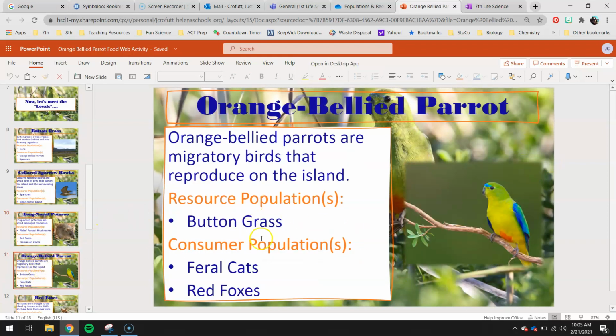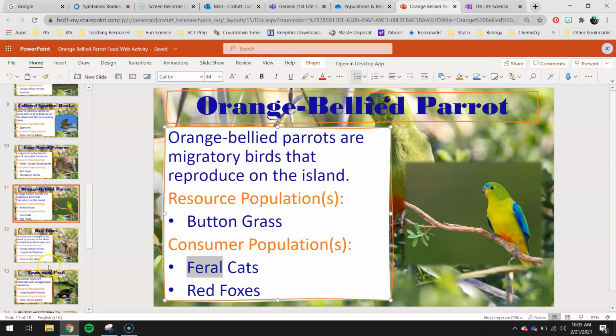Orange-bellied parrot, this is the namesake of this assignment. Notice the little patch of orange on its belly. Obviously, that's where it gets its name. They're migratory birds that reproduce on the island. So when it's time for them to find a mate and lay their eggs, they come back to Tasmania to do that. Other times of the year, they are elsewhere. Resource populations, button grass, so that's what they eat. And consumer populations, they are eaten by feral cats and red foxes. So feral means wild. We're going to learn about those here in a second.